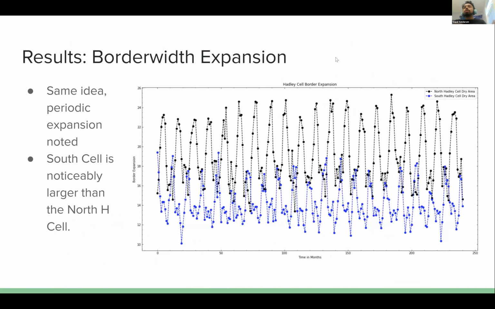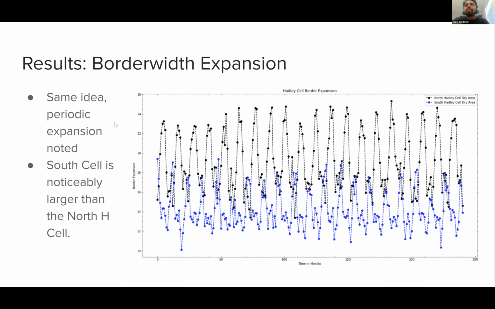So then also I did some results for the border width expansion. This is kind of the same idea. There is a periodic expansion noted here when it comes to the border width. The South Hadley cell is noticeably larger than the North one. It is also a little bit smaller than I would have imagined. And I think I know why that is.